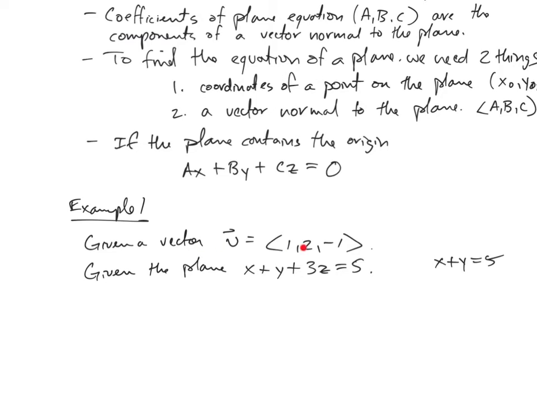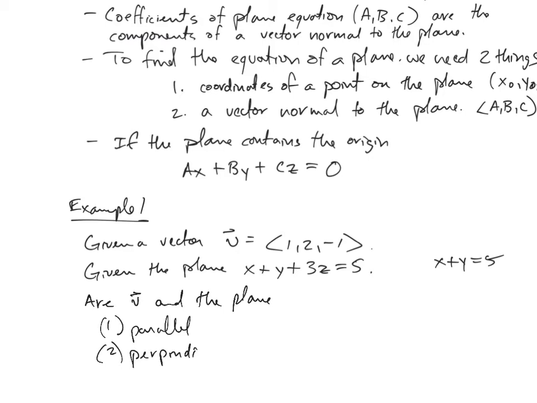Okay, so we're given this vector and we're given this plane, and we're asked: our v and the plane, are they parallel to each other? Perpendicular? Or is their angular relationship something other? Well, how do we tell?